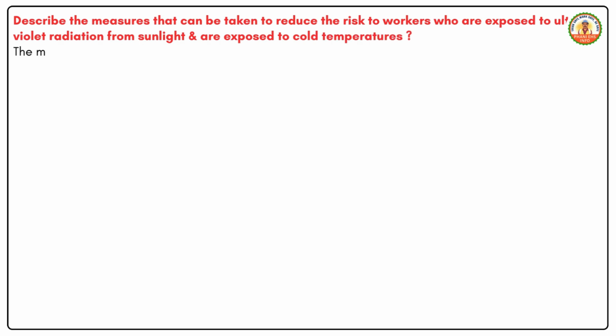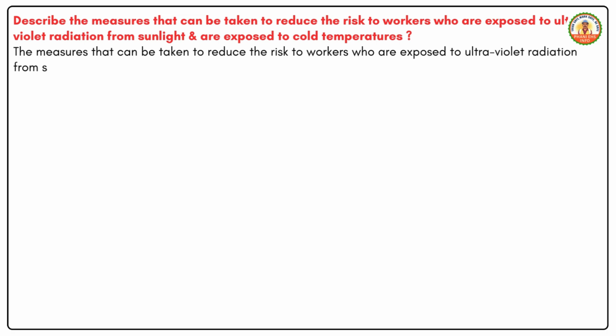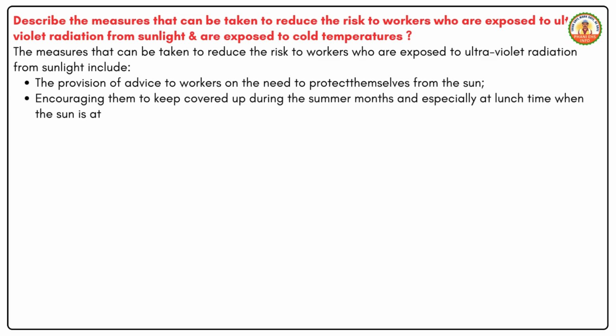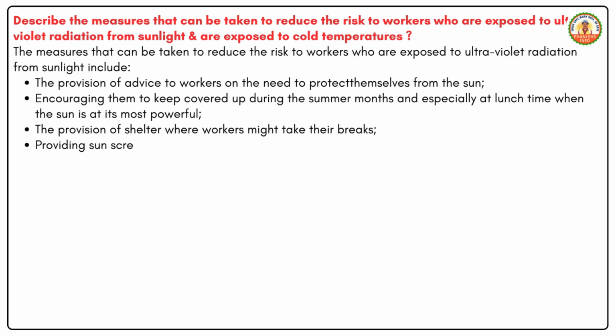The measures that can be taken to reduce the risk to workers who are exposed to ultraviolet radiation from sunlight include the provision of advice to workers on the need to protect themselves from the sun, encouraging them to keep covered up during the summer months, and especially at lunch time when the sun is at its most powerful. The provision of shelter where workers might take their breaks. Providing sunscreen and urging workers to use it on any part of the body that they are unable to cover up.